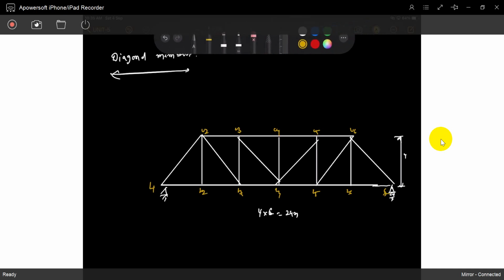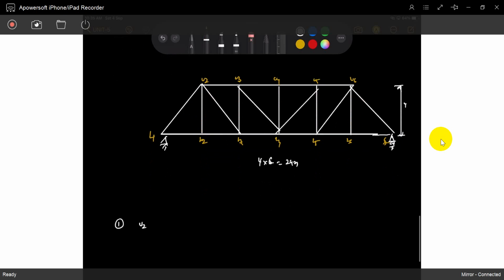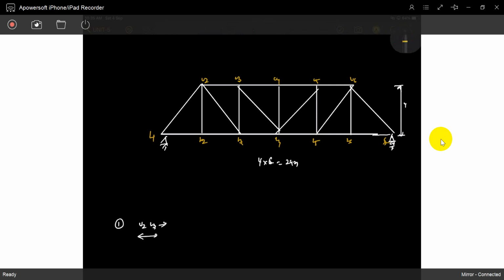Now we will take a diagonal member. For L1 U2, just avoid it, it's outside. First, we will take care of U2 L3, the diagonal member. The load at L1 is 0, no need at all. So the load is at L2, and we have to find out U2 L3.